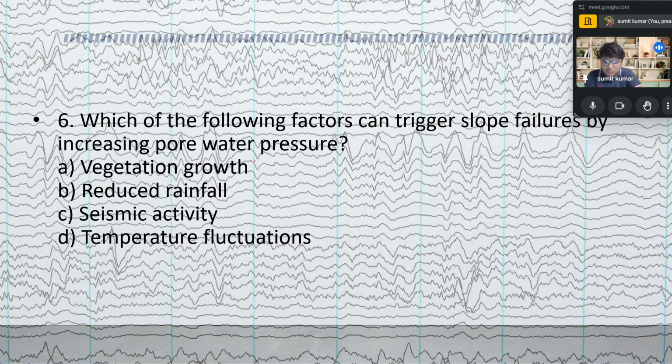Reduction, reduced rainfall, seismic activity, temperature fluctuation. Whereas seismic activity is there, and due to which the increase in the pore water takes place could lead to the trigger of the slope failure by increase in the pore water pressure.